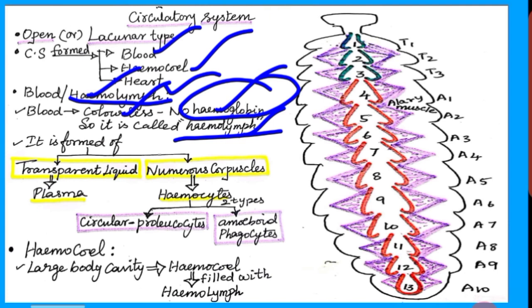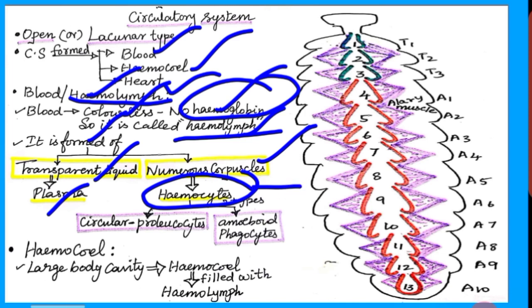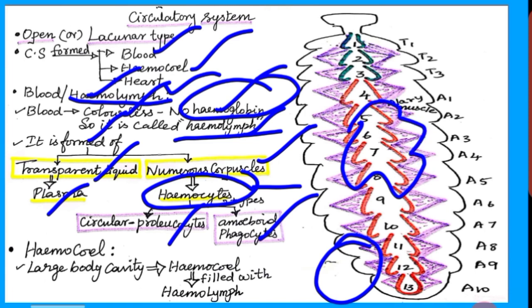Cockroach blood is formed of a transparent liquid named plasma, and it has numerous corpuscles. The corpuscles are named hemocytes, which are present in the blood. Right? There are two types of hemocytes: circular proleukocytes and amoeboid phagocytes.